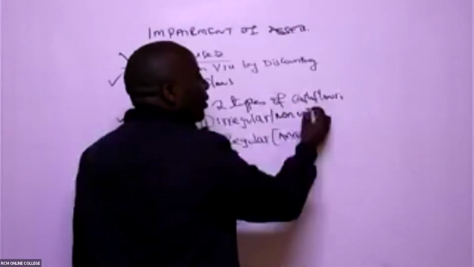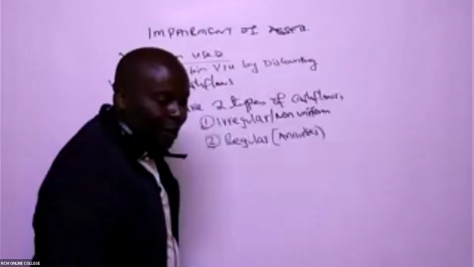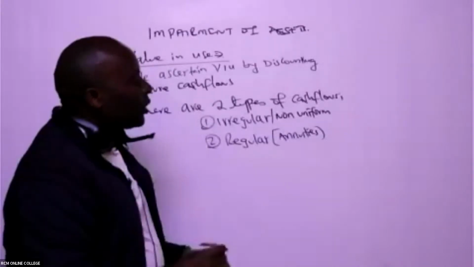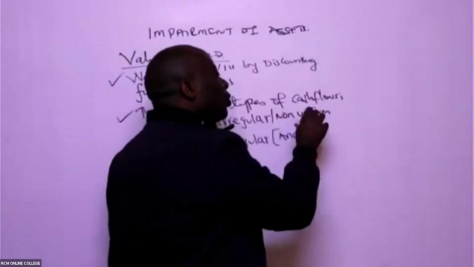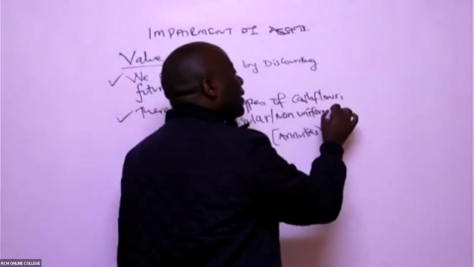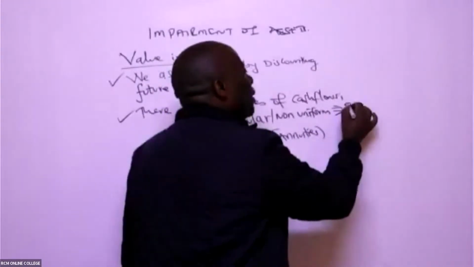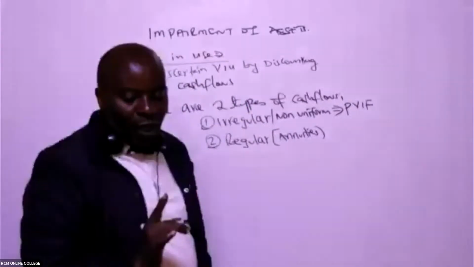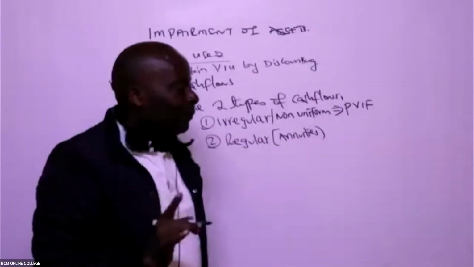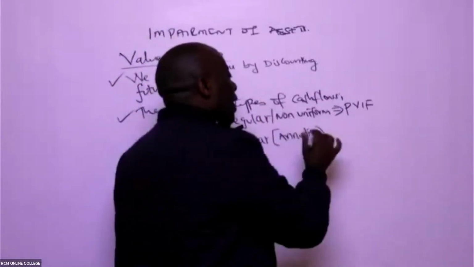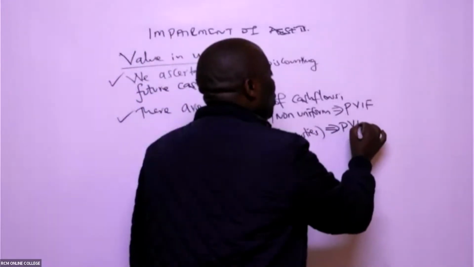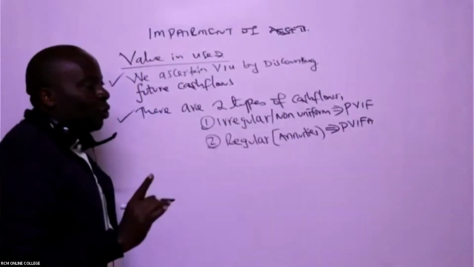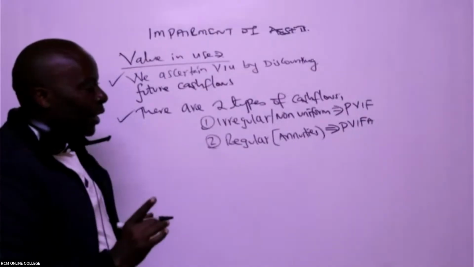Irregular means non-uniform. Now the most important thing is for you to appreciate how we discount the two. If it is irregular cash flows, we shall be using what we call PVIF. If it is regular cash flows, then we shall be using what we call PVIFA. So we have PVIF, and then number two, we have what we call PVIFA.